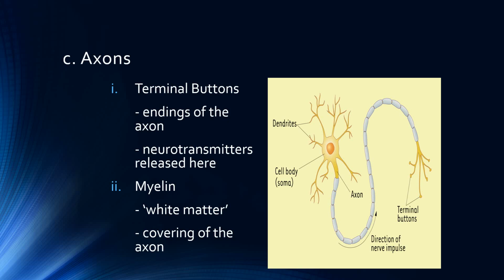Myelin is this white sheath that covers the outside of the axon. This is an important part of functioning of axons because it speeds up the neural impulses. So essentially what happens is, rather than having to travel the full length of the axon, the electrical impulse jumps from node of Ranvier to node of Ranvier. This is a process called saltatory conduction.